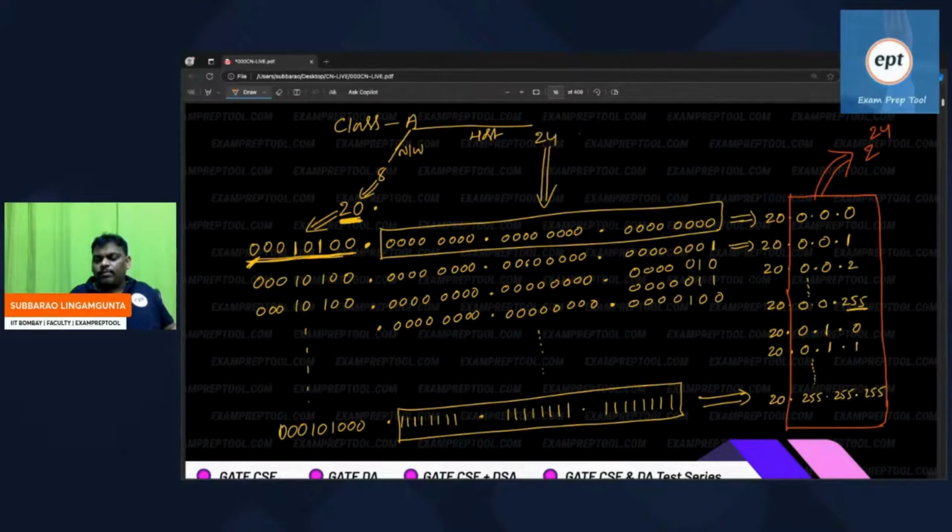Network is not changing. Network 20. See, the network part I have not changed. Only the host part keeps on changing. So 2 power 24 IPs are possible in this network, which is class A. That network number is 20. These many hosts possible: 2 power 24 hosts. See, from 24 zeros to 24 ones.